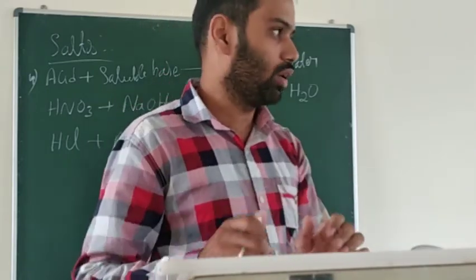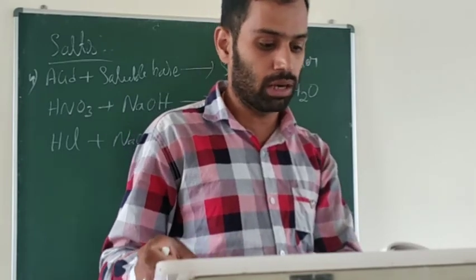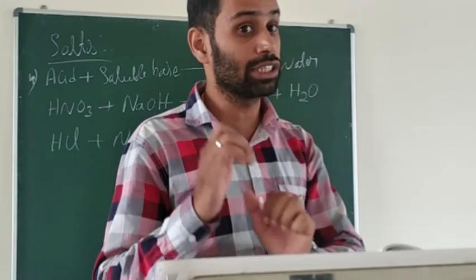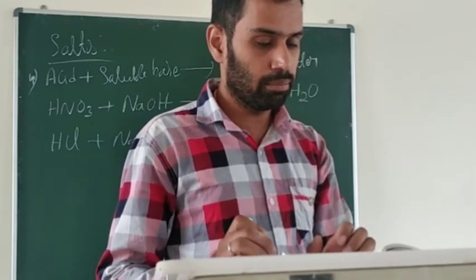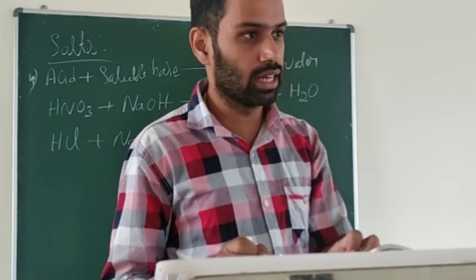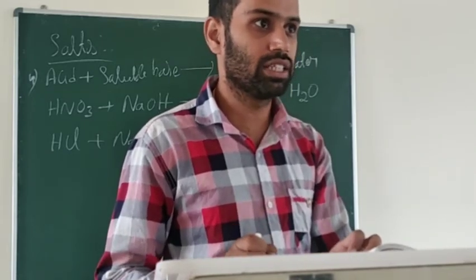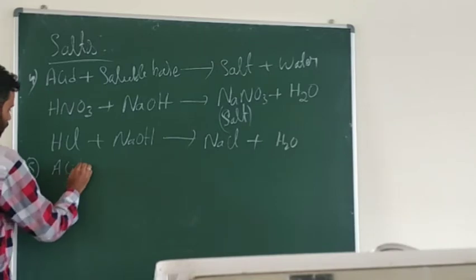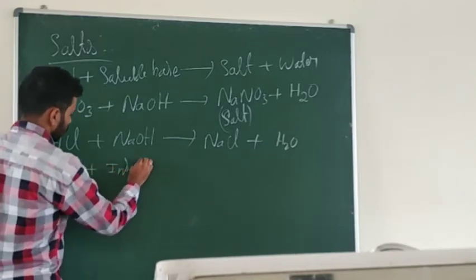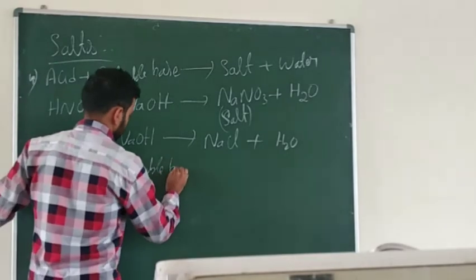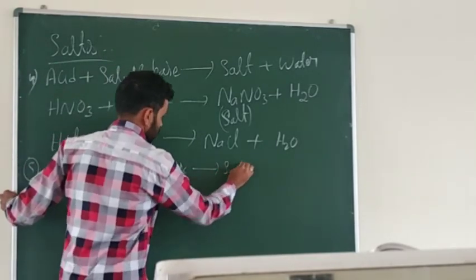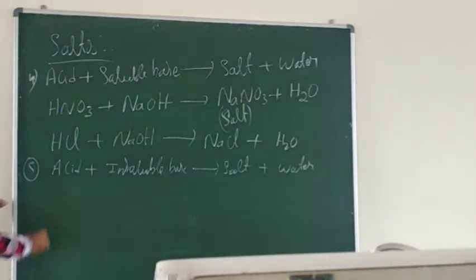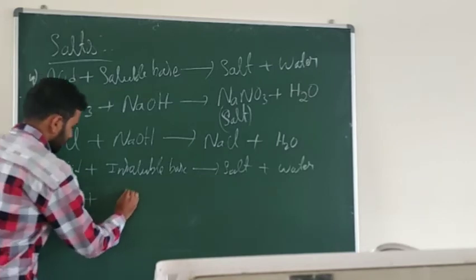Okay. Next method now, when acid reacts with the insoluble base. So that is also a neutralizing reaction. So when acid reacts with the insoluble base. For example, when hydrochloric acid reacts with the magnesium oxide, it forms magnesium chloride. The fifth method, so when acid reacts with the insoluble base, it will give salt and the same product, water. Salt and water.